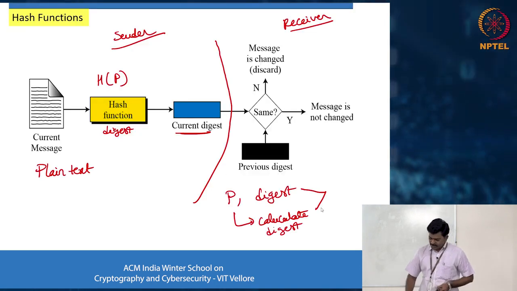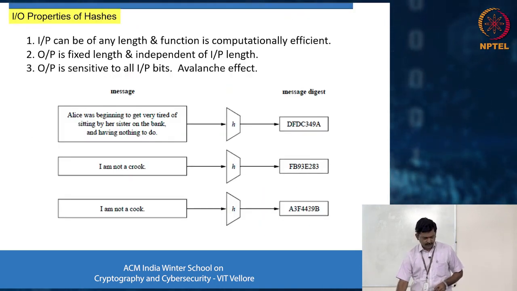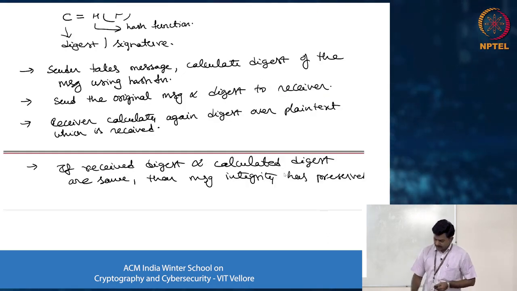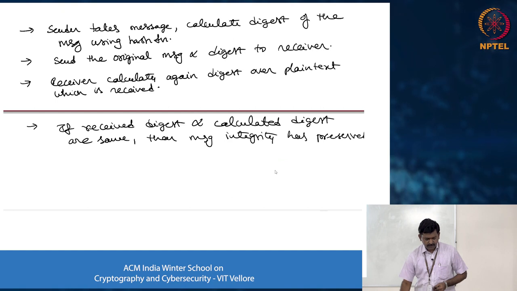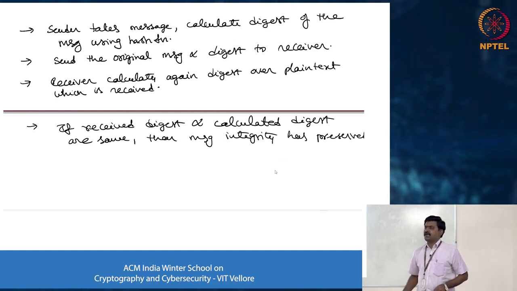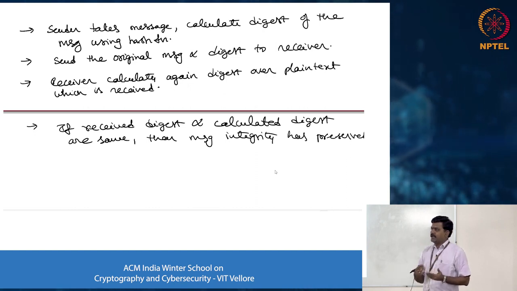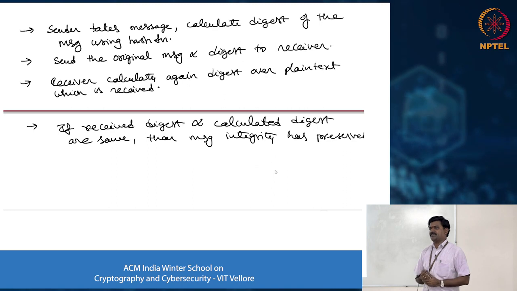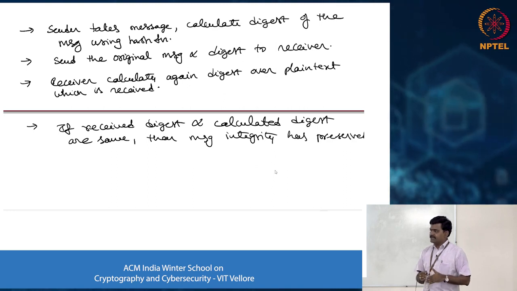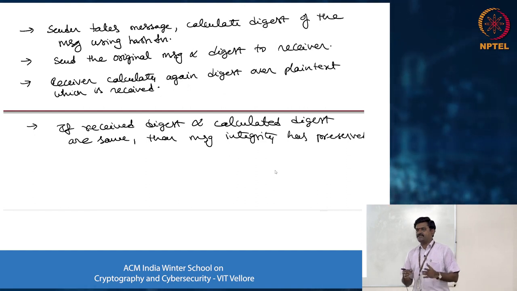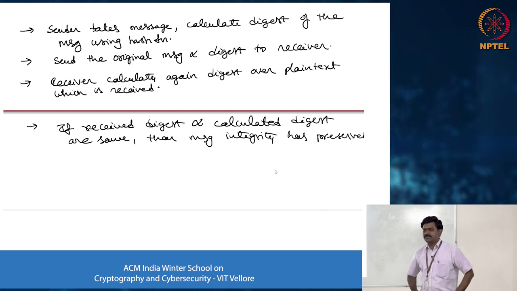So pictorially also you can see, when the message is being sent, the sender calculates the digest, sends the message and digest to the receiver, and the receiver again calculates the digest over the received message, and checks the received digest and calculated digest. If both are the same, then fine, otherwise conclude that the integrity of the message is lost.